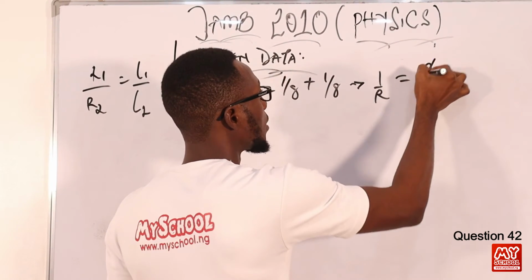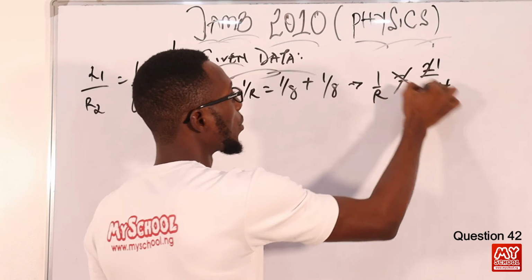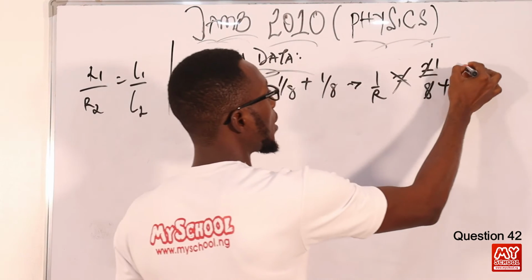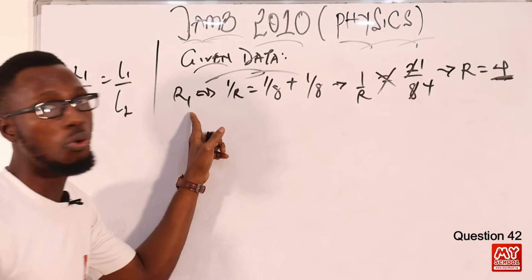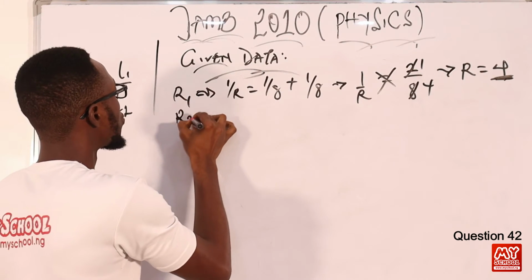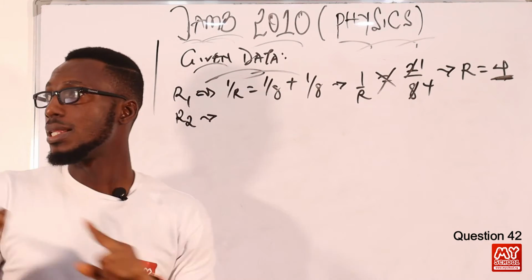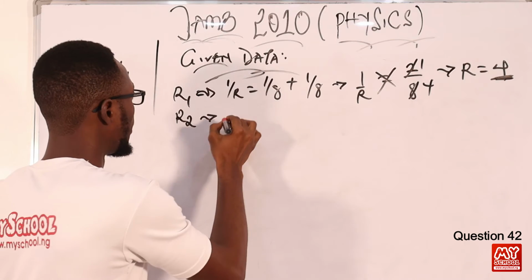If you find the LCM, 2 goes into 2 once, 2 goes into 8 four times. So if I cross multiply, 4 comes here, R goes here. That means my R equals 4. So R1 is 4 ohms, right? Then R2, we are given as 8 ohms. The next one there.